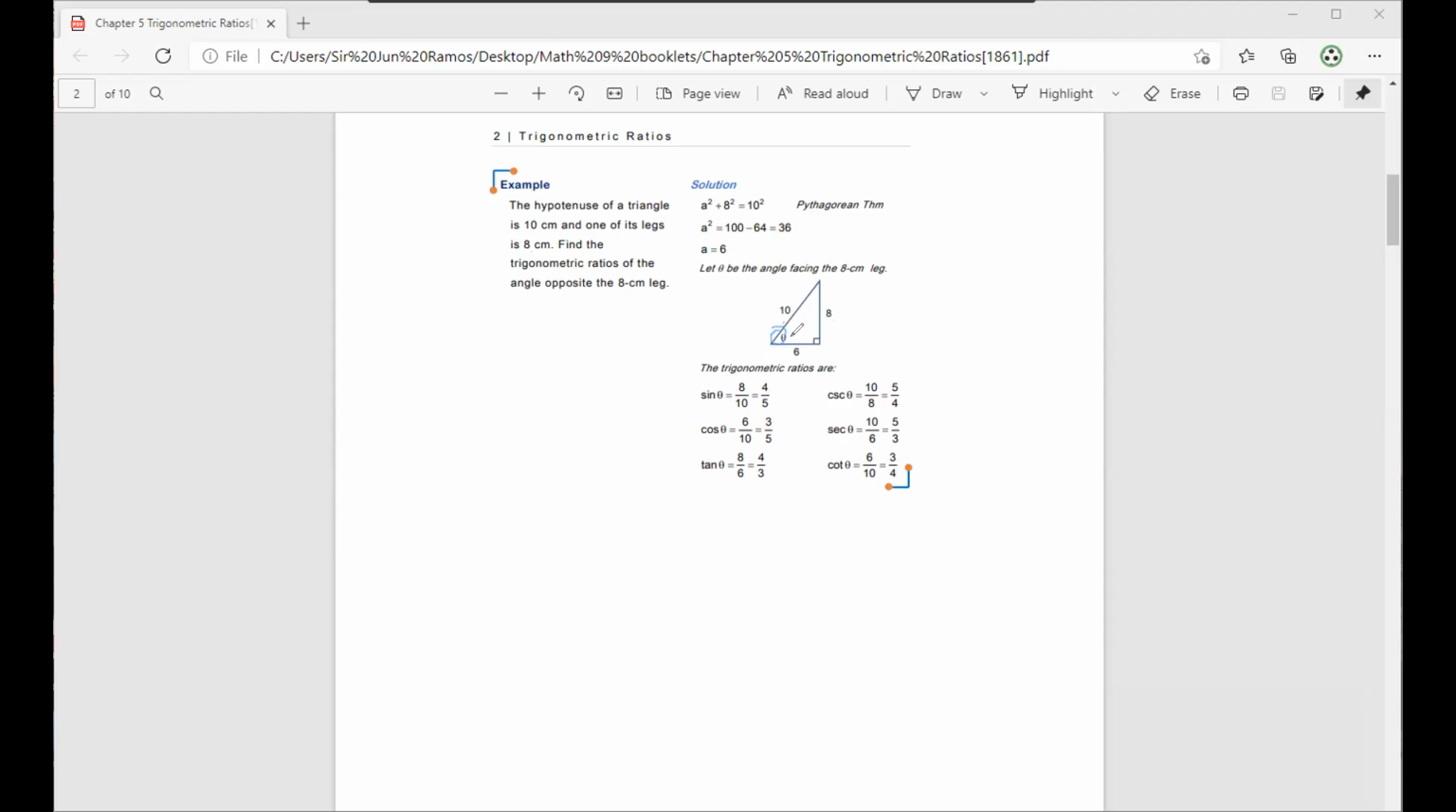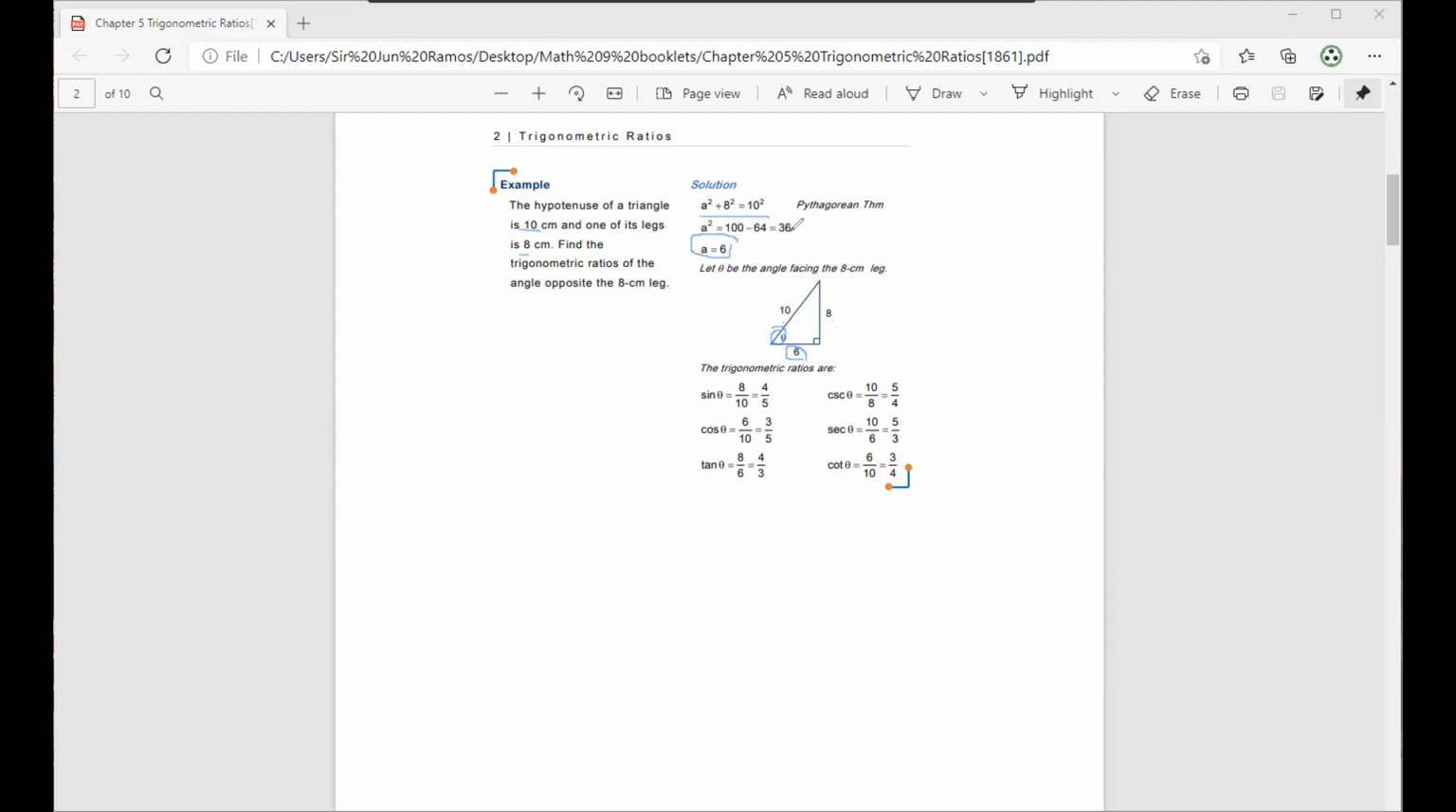Of course, this is a right triangle and you're given the hypotenuse and one of the legs, so you should be able to get the remaining side. We are not given the remaining side. Instead, you're asked to solve. You know that the Pythagorean Theorem will let you have this equation: a squared plus 8 squared equals 10 squared. And solving for this side here, you will get 6.